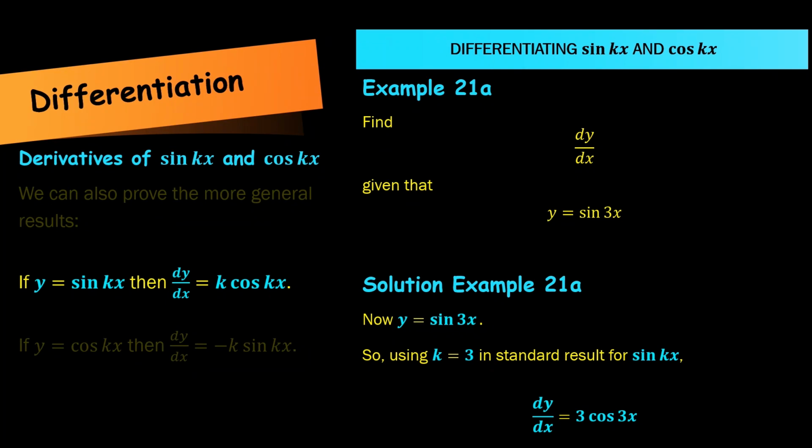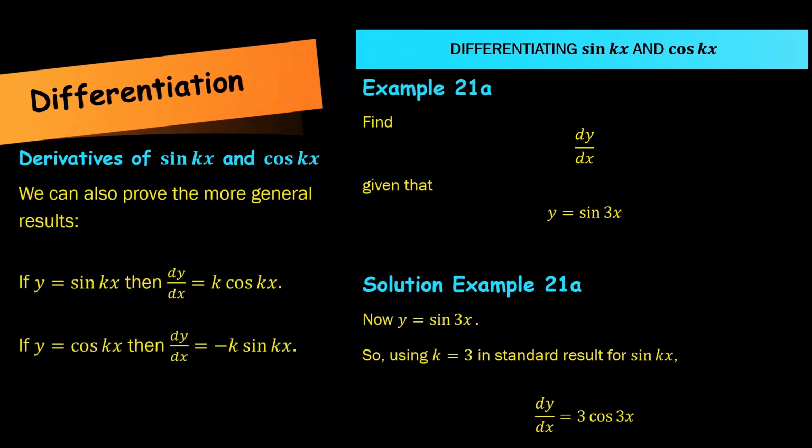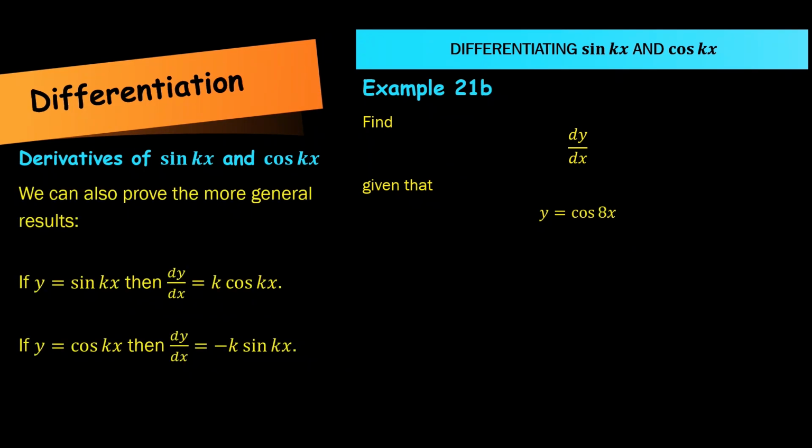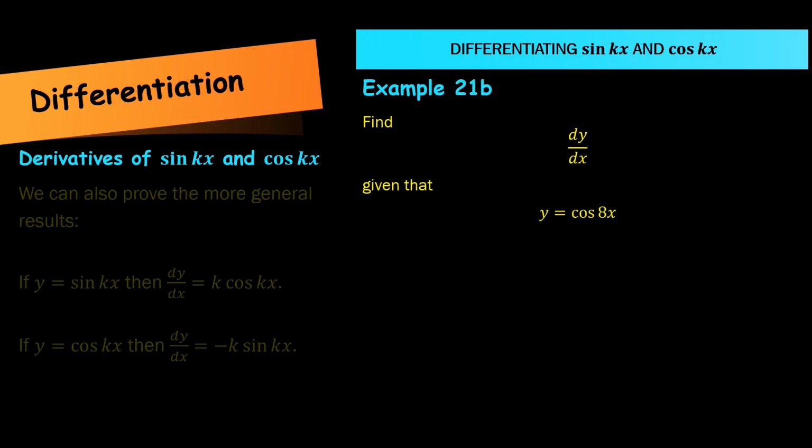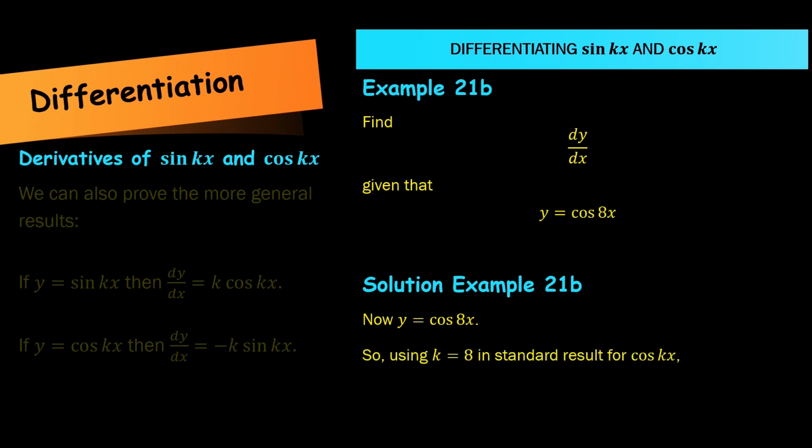And now for part B. We are required to find dy dx given that y equals cos 8x. So let's solve this. We have y equals cos 8x, and so we can use k equals 8 in the standard result for cos kx to give us dy dx equals minus 8 sine 8x.